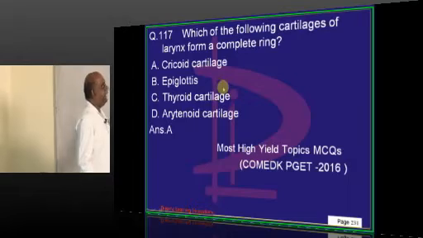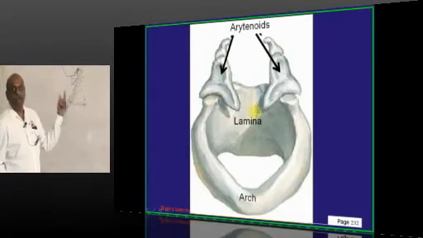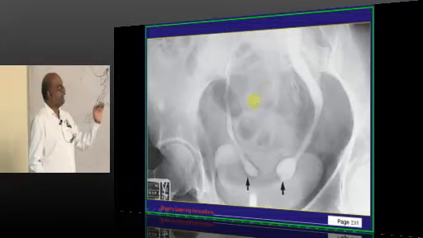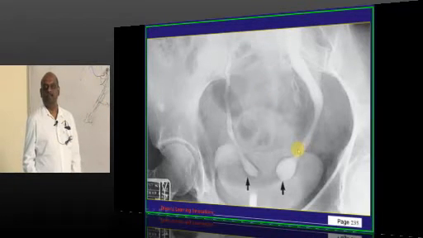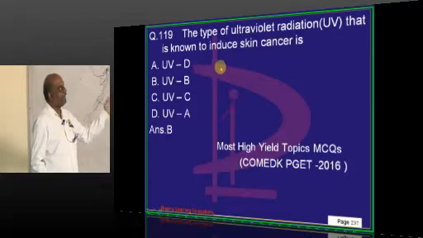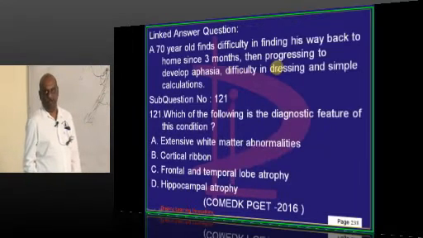Which cartilage is a complete ring, doctor? Cricoid cartilage is fundamentally a complete ring. Cobra head appearance, ureterocele. They have been asking this for ages. The type of ultraviolet light leading to skin cancer is UVB.